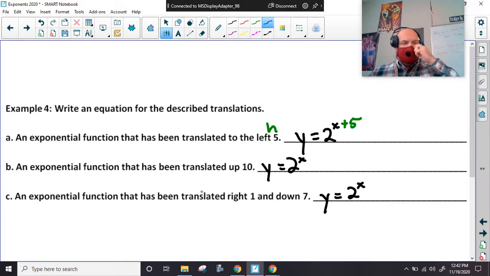All right. And b, exponential function has been translated up 10. So this is our k value. So we just have to go over here, not in the exponent, but just regular, and do plus 10.